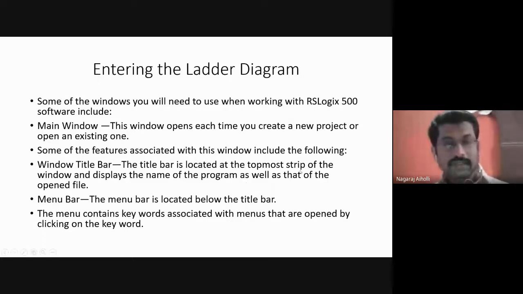The title bar is located at the topmost strip of the window and displays the name of the program as well as that of the file. Below the title bar, next is the menu bar. The menu bar is located below the title bar. It comes with keywords that are meant to open when we press on those keywords.